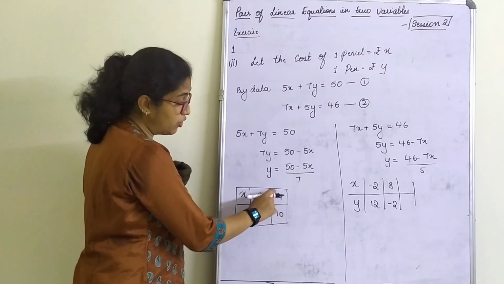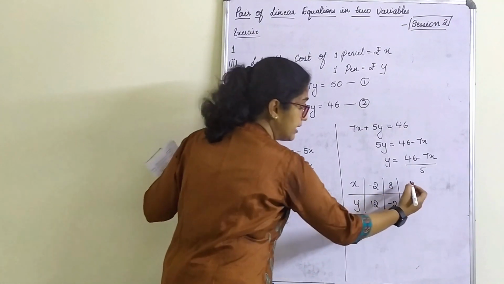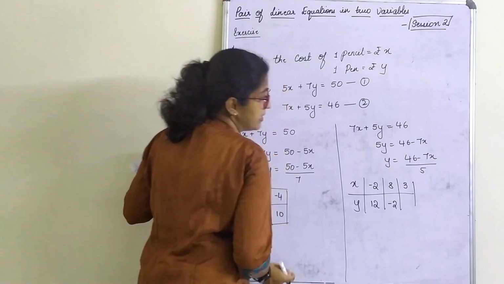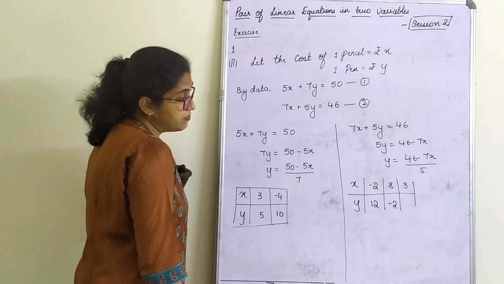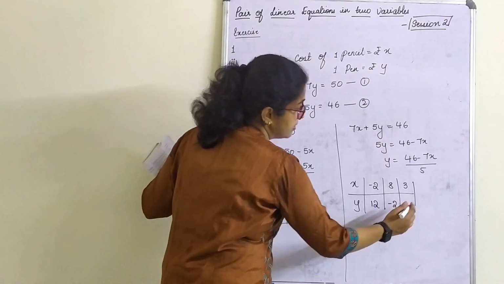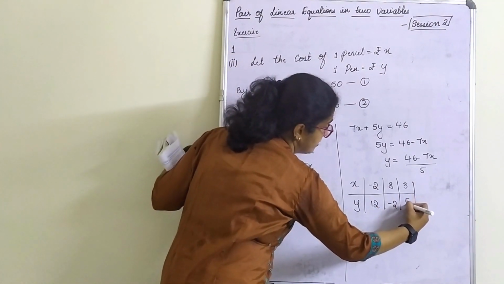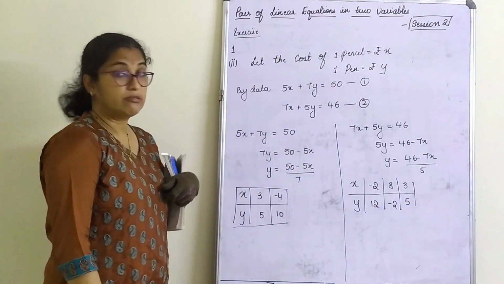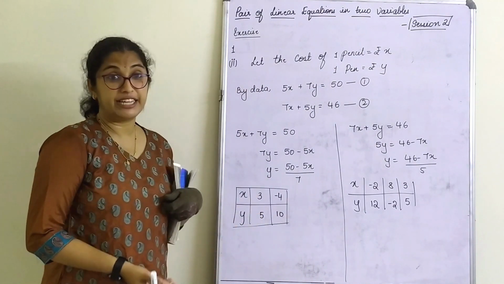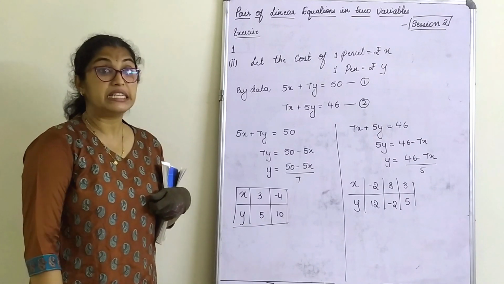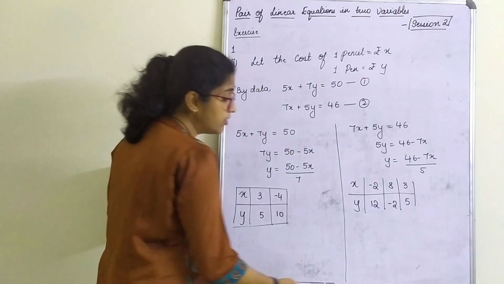Last value, try to take any of this. 4 if you take it will not satisfy. Let us try with 3. It will satisfy. 7 3s are 21. So 46 minus 21 is 25. 5 5s are 25. Now tell me the answer. What it has to be? Answer should be 3 and 5. How? Because 3 and 5 is same in the given equation.